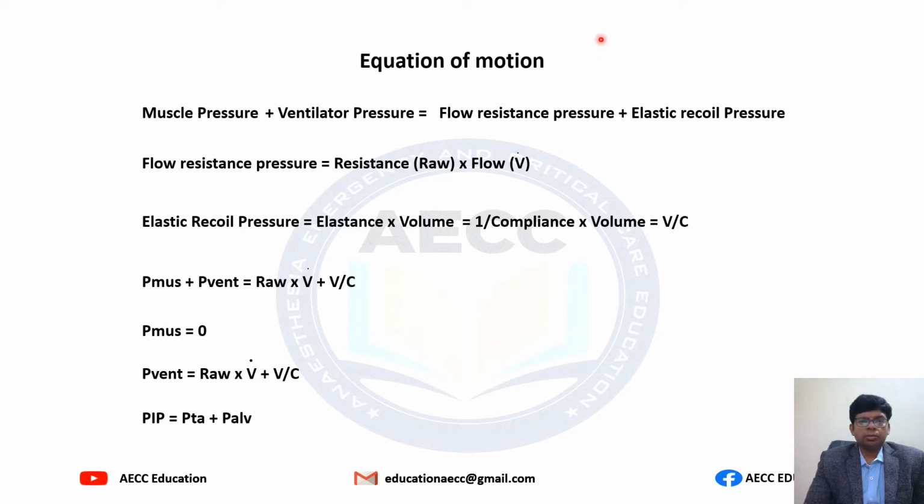And this will be measured in the ventilator as the peak inspiratory pressure. This airway resistance times flow is equal to the transairway pressure, and the V by C is equal to the alveolar pressure, that is also equivalent to the plateau pressure. Hence, peak inspiratory pressure is equal to transairway pressure plus alveolar pressure or plateau pressure.